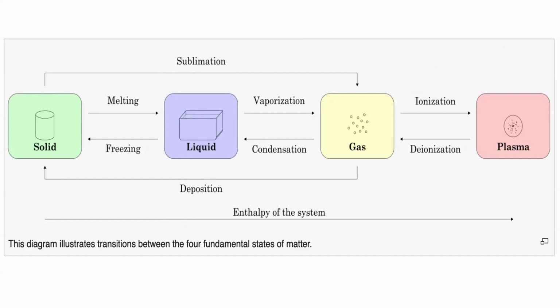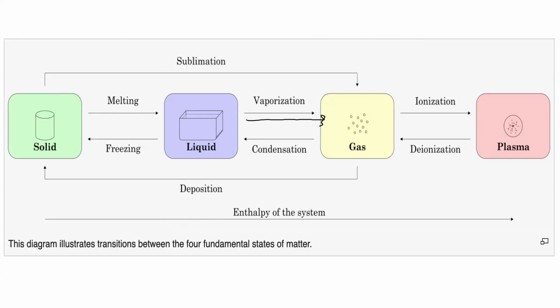And of course, from liquid to gas is called vaporization. And from gas to plasma is called ionization. It means that all gaseous substances can undergo ionization. They will form ions.